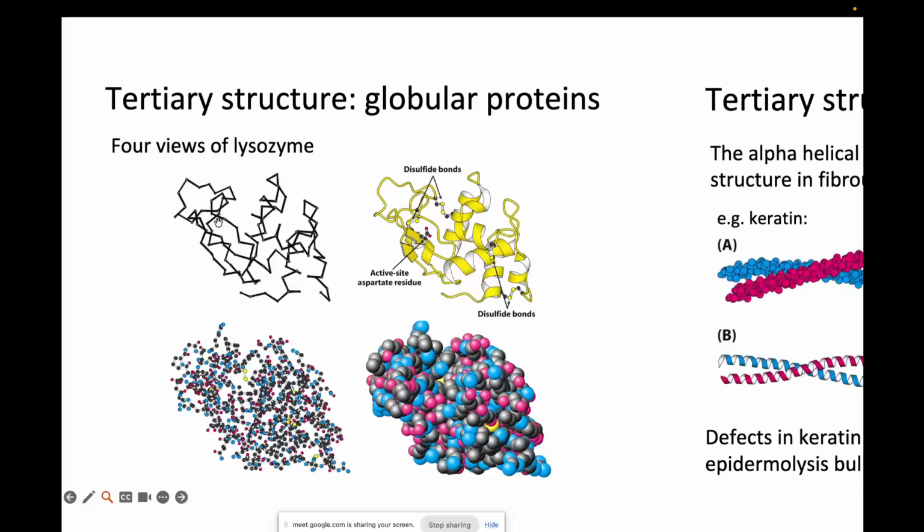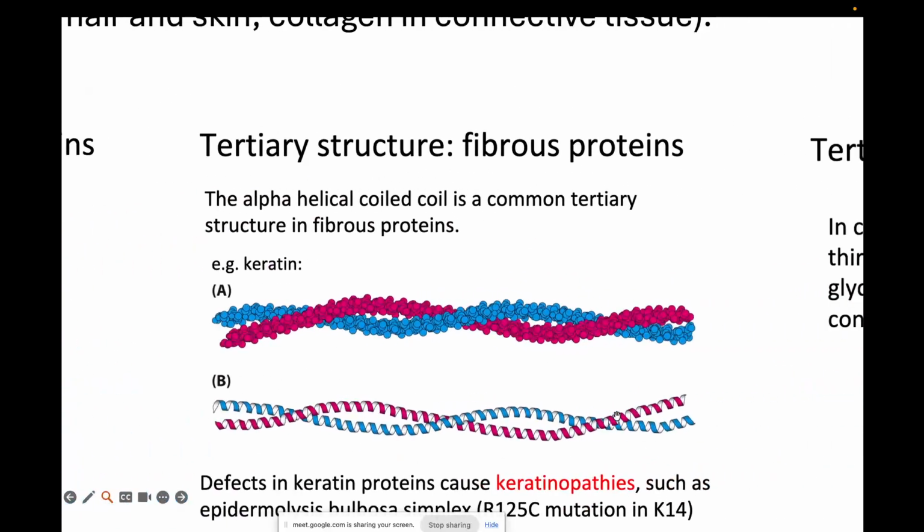So if you see, this is a globular protein. Why is it a globular protein? Because it needs to bind to something. It needs to bind to the microbe, to the receptor of the bacterial cell wall or whatever. So where that kind of binding is required, a globular structure helps to do that. So this is how the tertiary structure of the enzyme lysozyme looks.